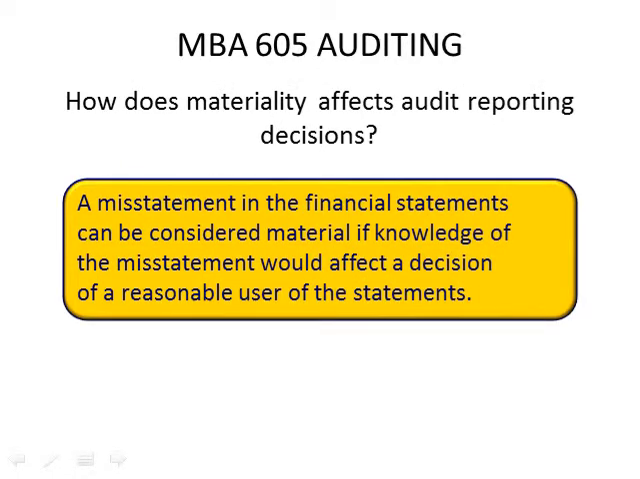So then we talk about materiality and how it affects audit reporting decisions. And this is important because a misstatement in the financial statements can be considered material if knowledge of the misstatement would affect a decision of a reasonable user of the statements. And so what that's saying is that it's material if the knowledge of the incident would be enough that the user of the financial statements might change their economic decision based on the difference.